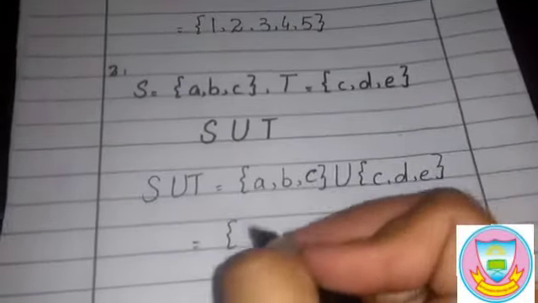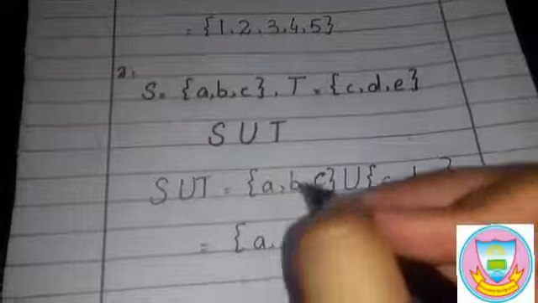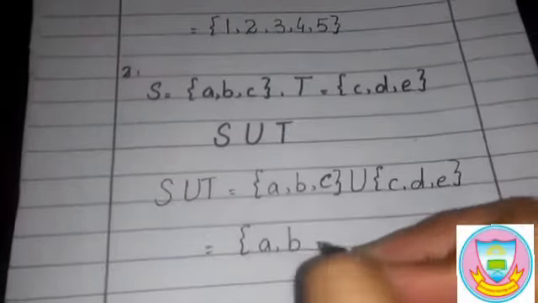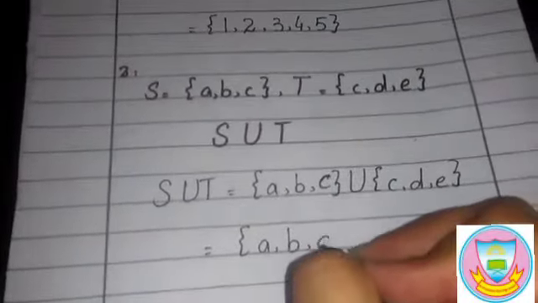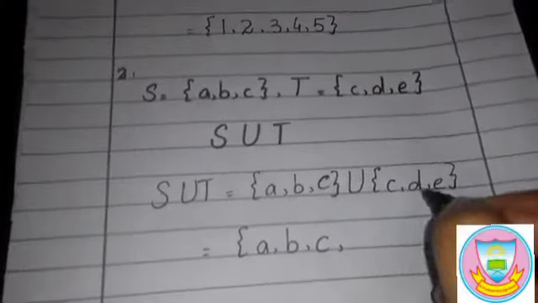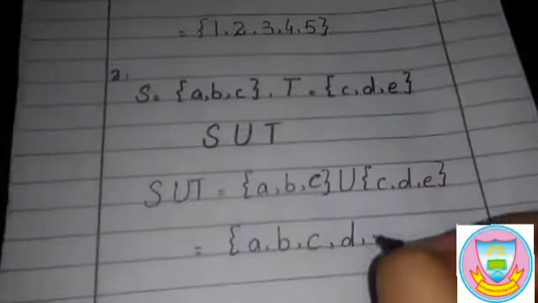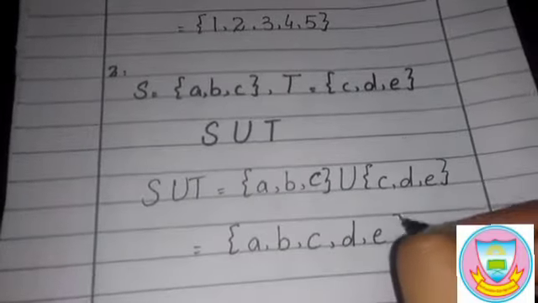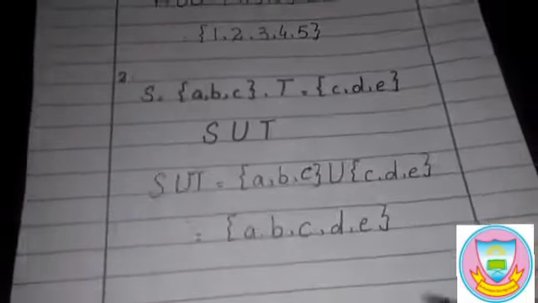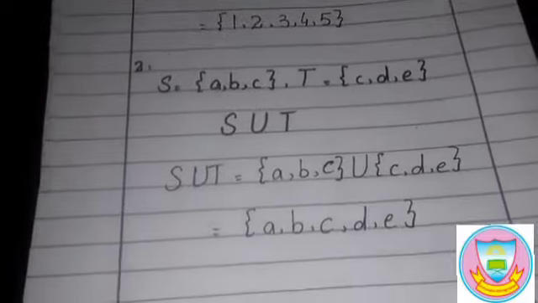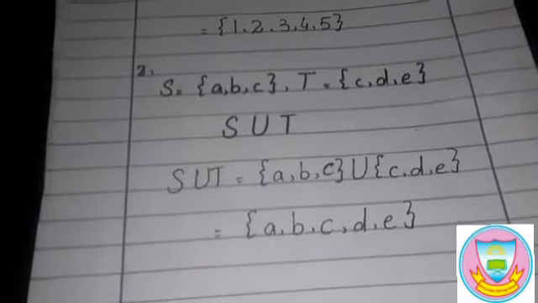Now let's start. First we write a, then b, then c. After c we write d because we write all the elements, and e and bracket close. This is our second question. Okay student, these are all the union questions of this exercise. You can solve these questions as above.